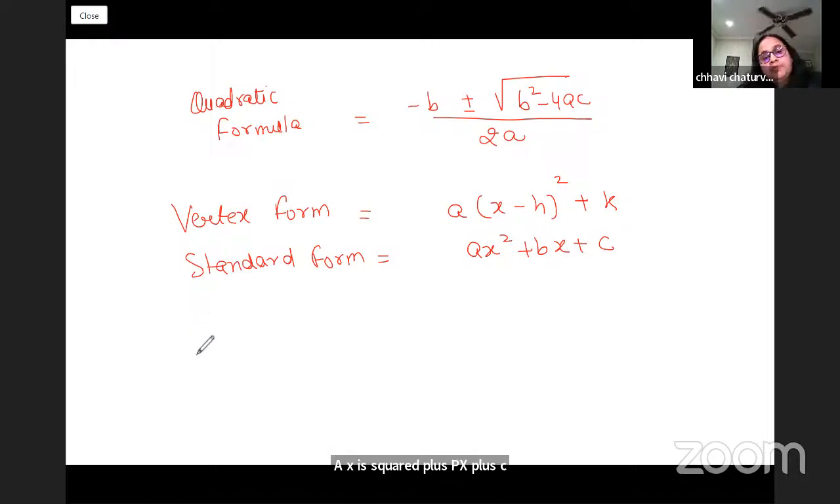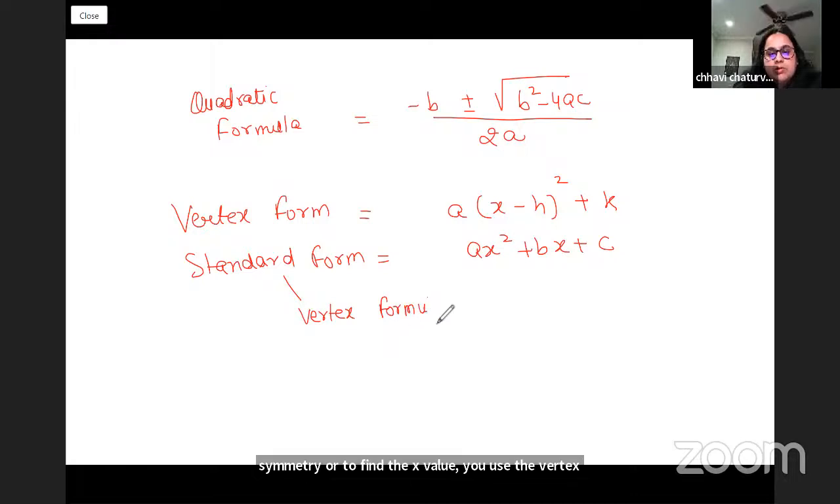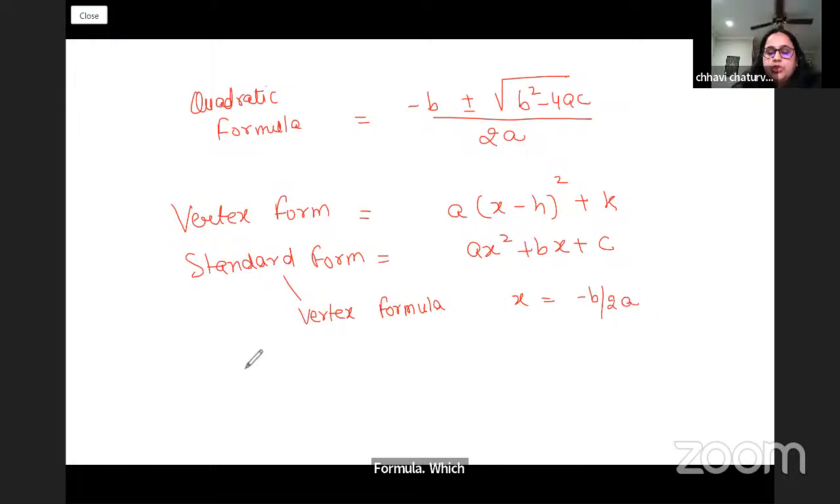And then in the standard form, to find the axis of symmetry or to find the x value, you use the vertex formula, which is x equals negative b over 2a.